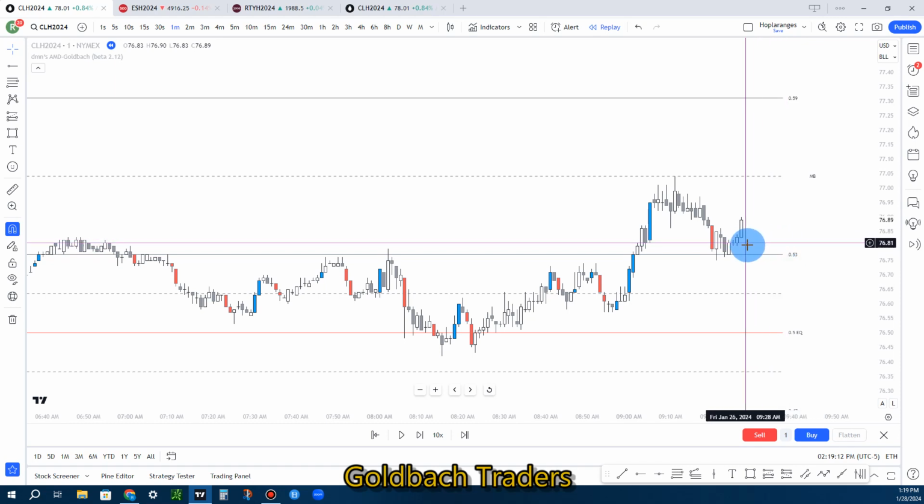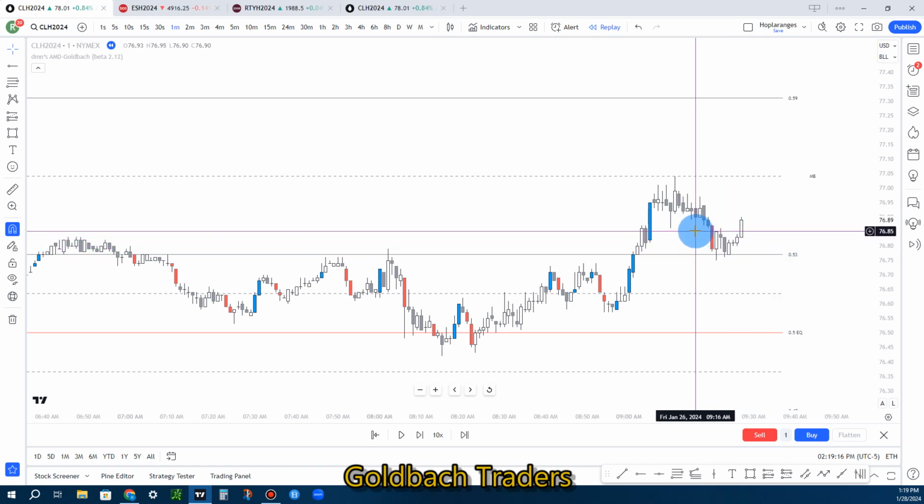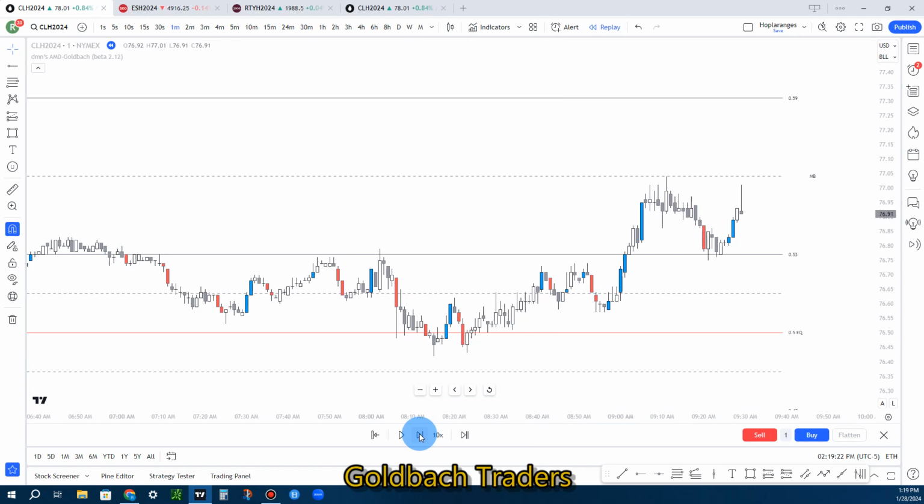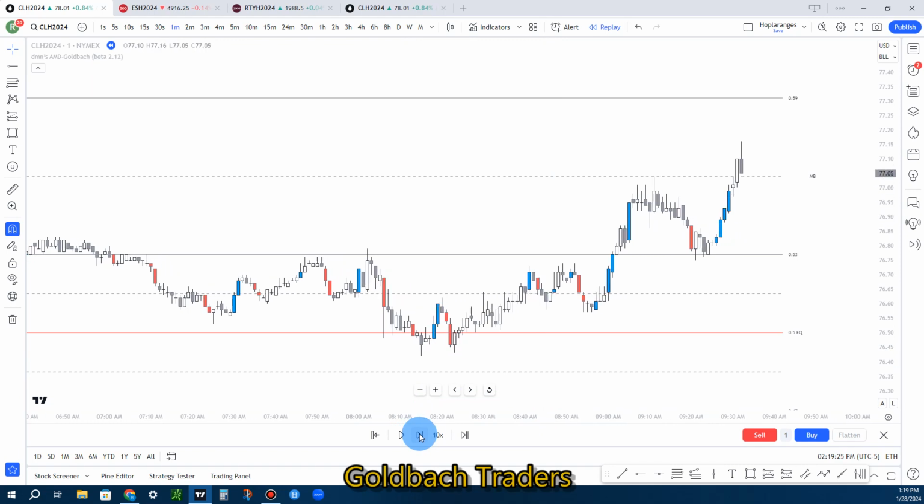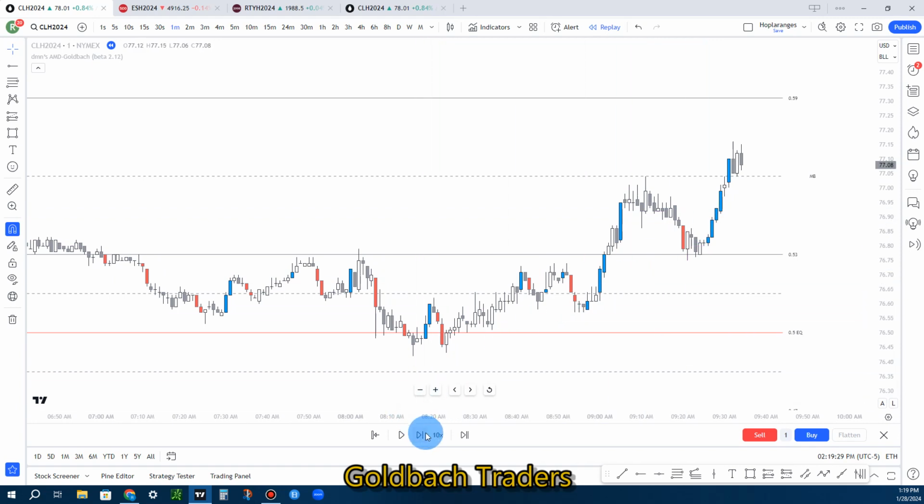Now, in hindsight, you can go down to an even smaller time frame and see a mitigation block here. But I just got to the screen, and I wasn't about to take a trade off of what I'm seeing right now. All right, let's keep advancing. All of a sudden, price is moving away, creating a bunch of buy side imbalances.